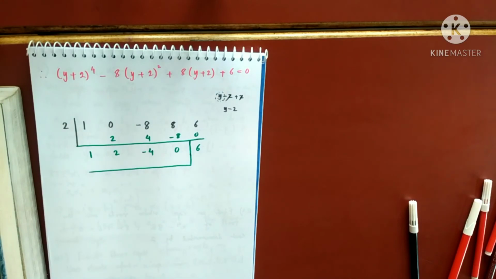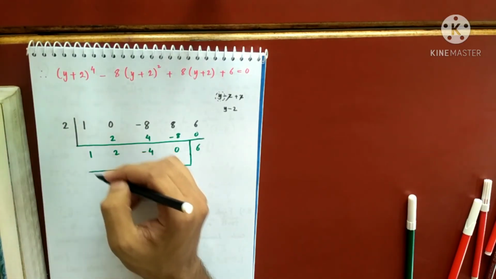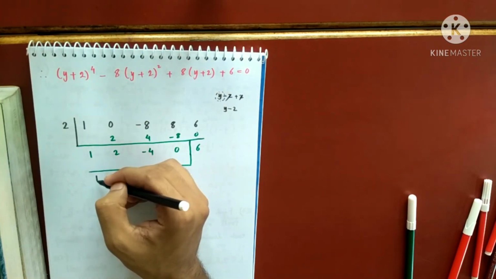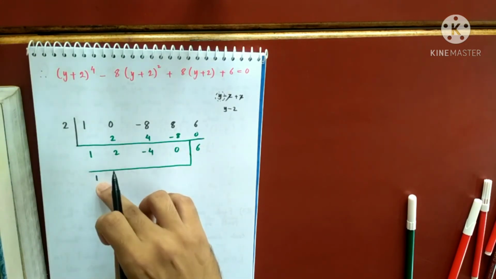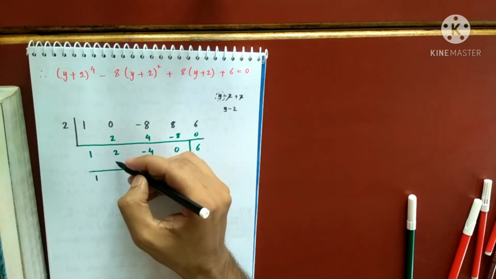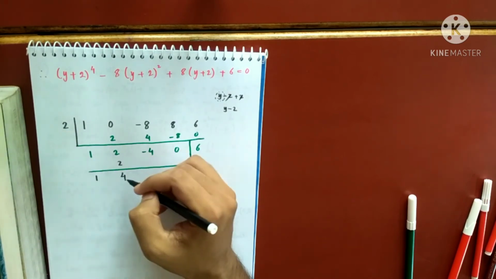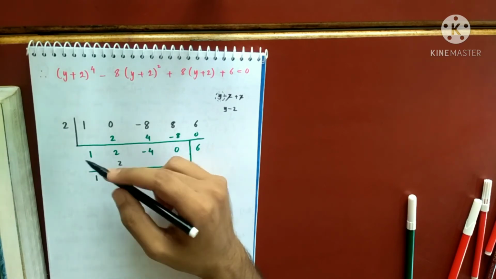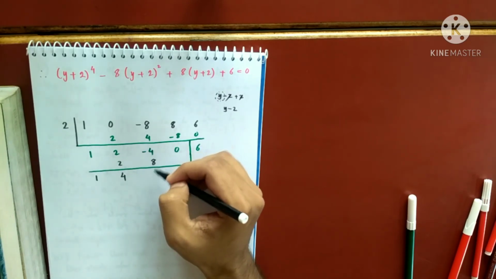So what we'll do now? Again the same process. We write the same thing here, copying this, and then 2 ones are 2, add them. 2 this much, how much? So this will become 2 4s are 8.